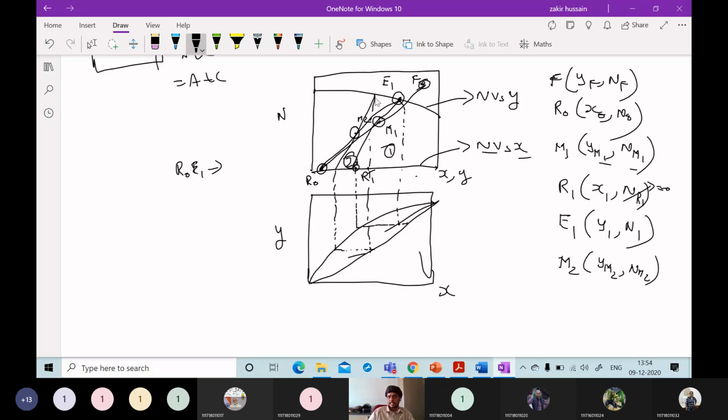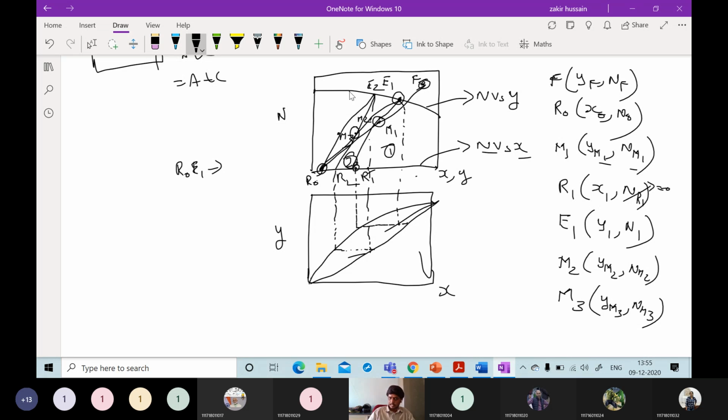Similarly, once again, this is called E2 and this point is called R2. Then for the next procedure, this E2 has to be joined with R0. After joining with R0, you have to locate your point M3. M3 is for stage 3, with coordinates (y M3, N M3). Using these coordinates, you have to locate this M3 point.